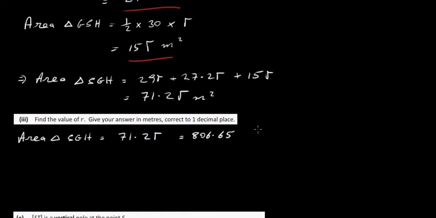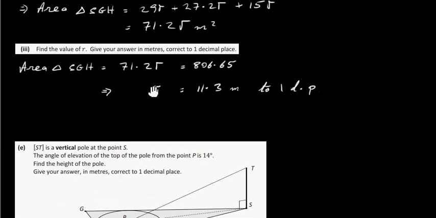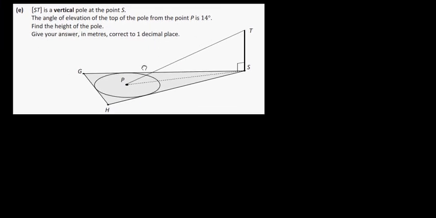So all we've got to do here is solve for r, so just divide across by 71.2 and you get 11.3 meters, and that's to one decimal place. That's it, fairly straightforward. Okay, so almost there. We've got part E now.